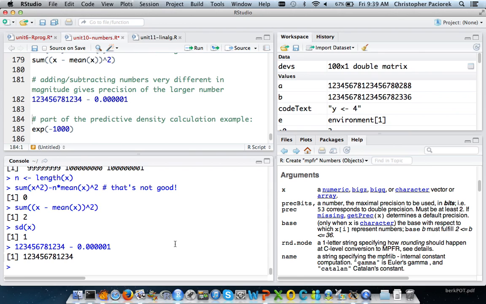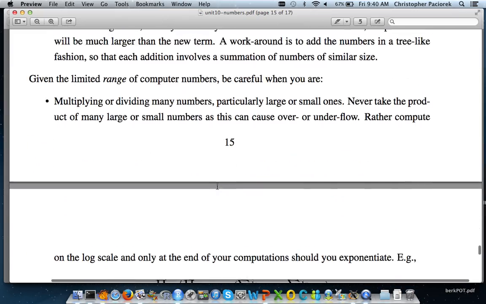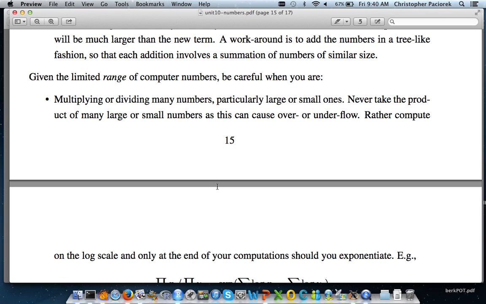Okay, so the catastrophic cancellation, this business with working with numbers that are very different in magnitude, basically goes back to this question of how much precision we have in representing numbers. The other aspect is that we have a limited range in terms of how big or how small a number we can actually work with, so we can run into problems like that. You've already seen that in the problem set with the log likelihood calculation.